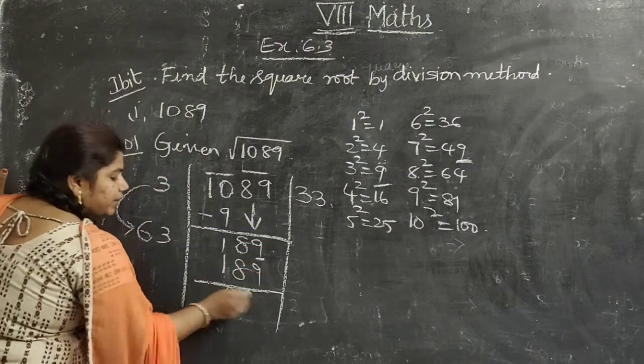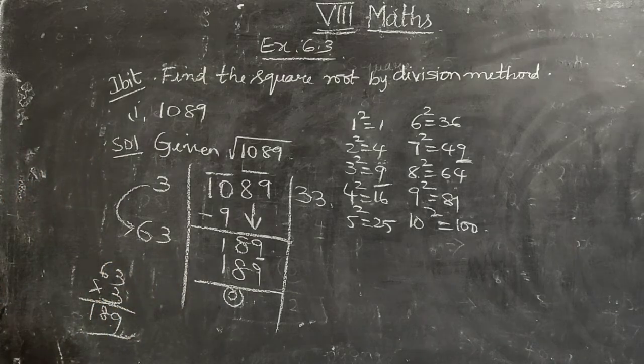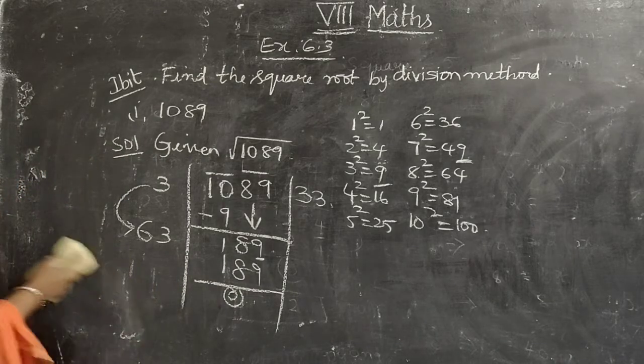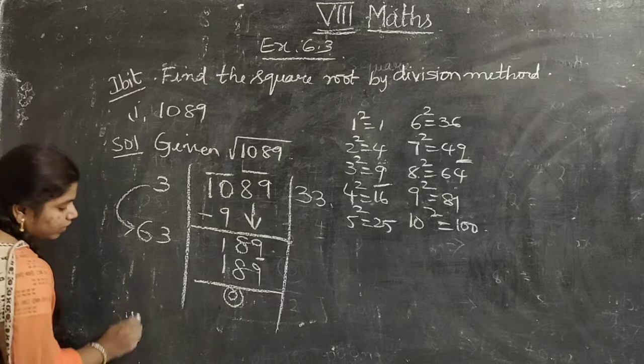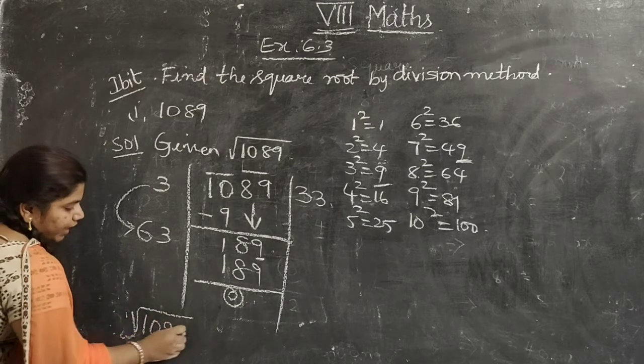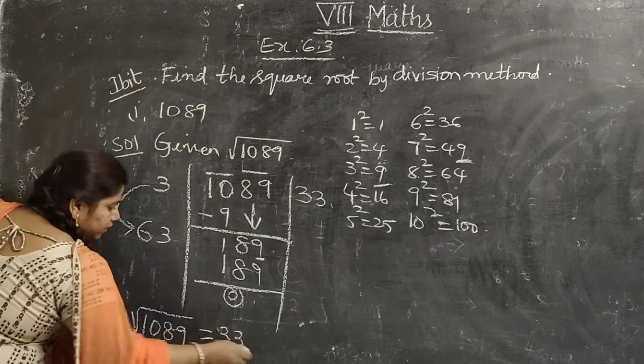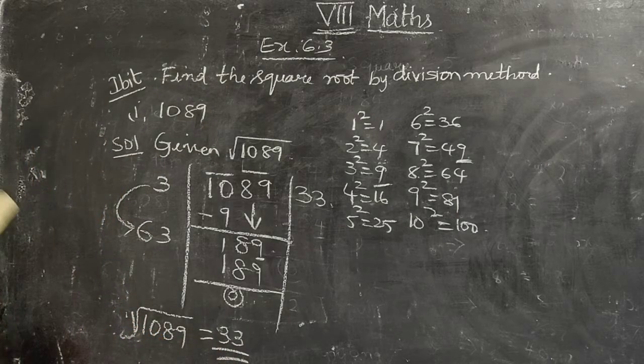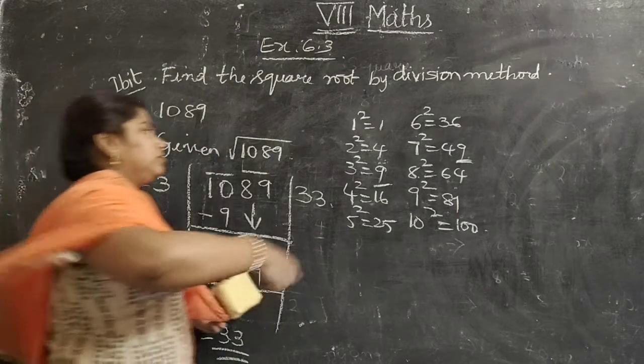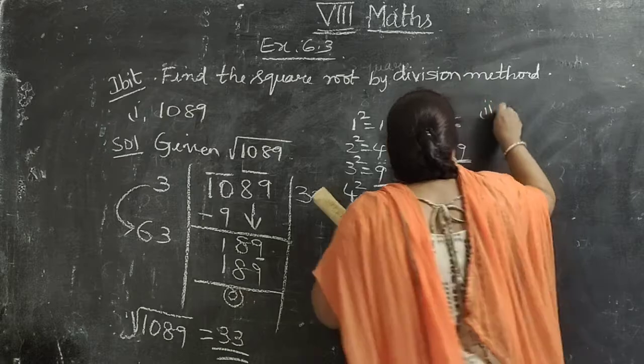So you got the remainder as 0. So what is the square root value here? Therefore the square root value of 1089 is equal to 33. That means 33 times 33 is 1089. So second one.